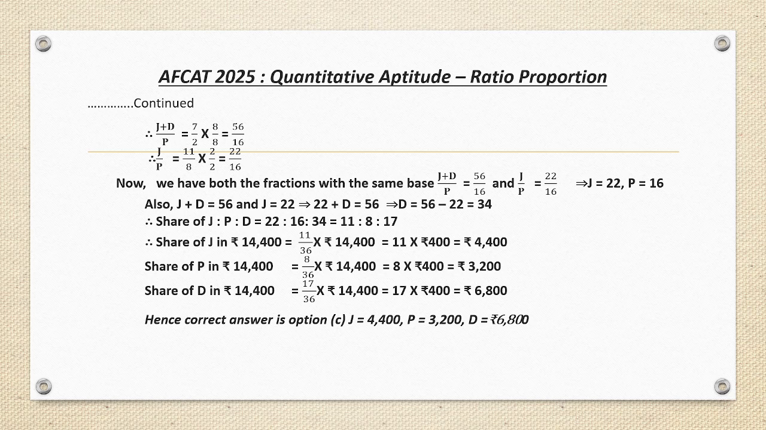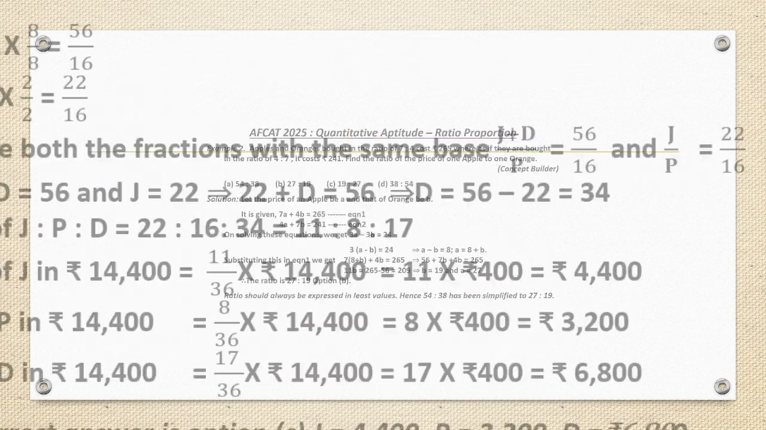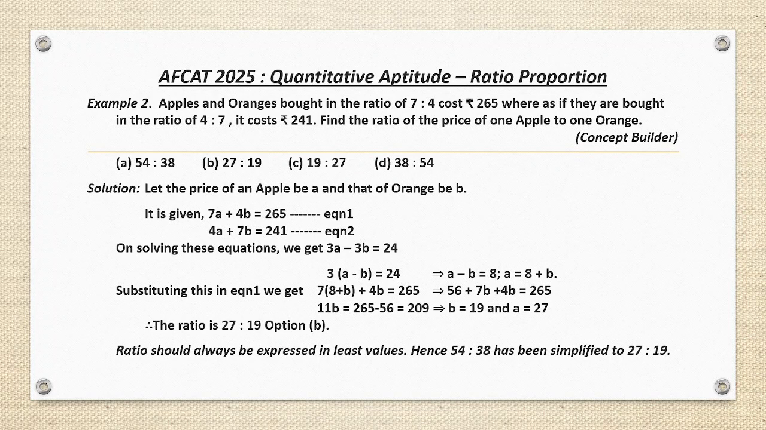Okay. Now let us go for the second example. Apples and oranges were bought in the ratio of 7:4 and it costed 265 rupees. And the ratio is being reversed now. If they are bought in the ratio of 4:7, it costs 241 rupees. Find the ratio of the price of one apple to one orange. Right? So take a minute, pause, attempt this question. If you are able to solve it very well, otherwise look up for the solution.